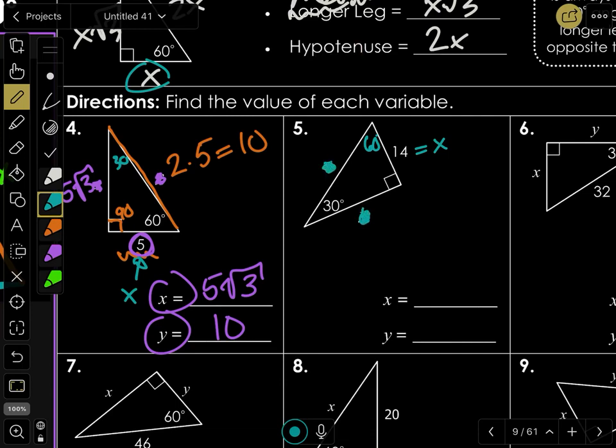Well, what is our hypotenuse? Our hypotenuse will just be twice x. So this will be 2 times 14, or 28. And our medium side will be this side over here, which will be our value for x, which is 14 times square root of 3.